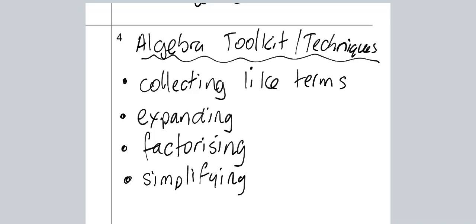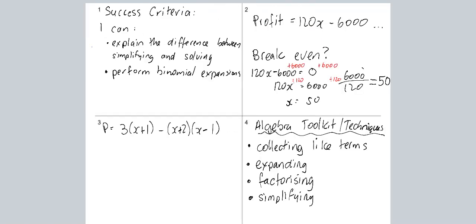So what we are doing in our mathematics journey, I suppose, is continuing to add to this toolkit so that when you see a problem, you've got an efficient method for solving it. Now, I did say here on slide 1, I can explain the difference between simplifying and solving. They both start with S. What is the difference between those two?